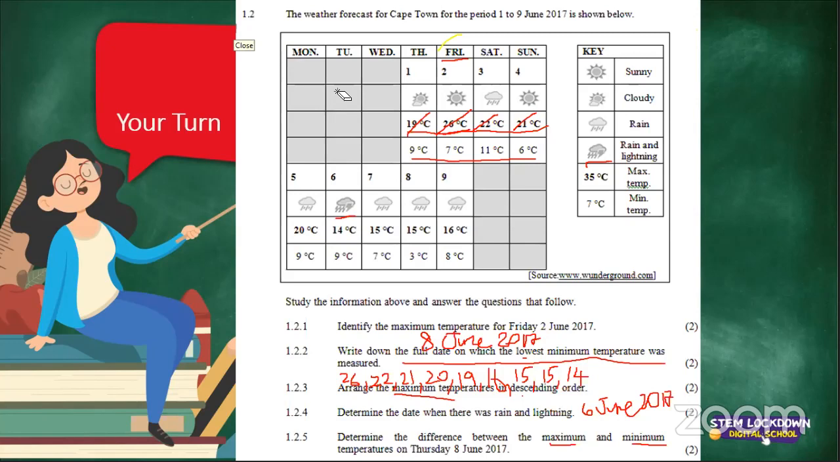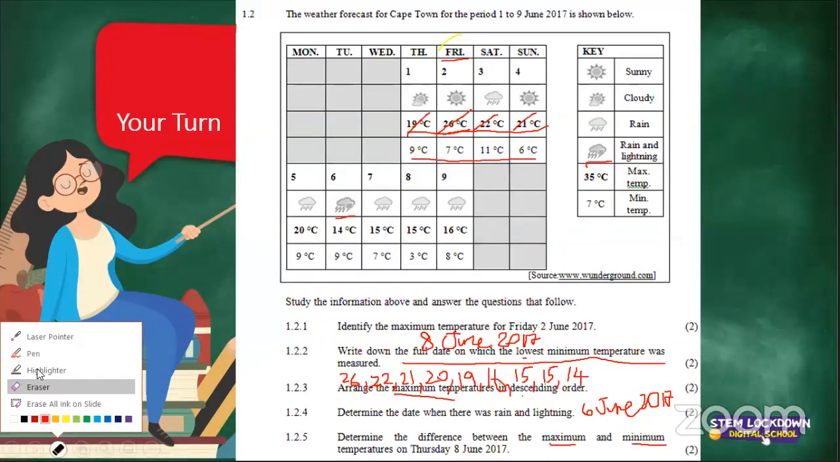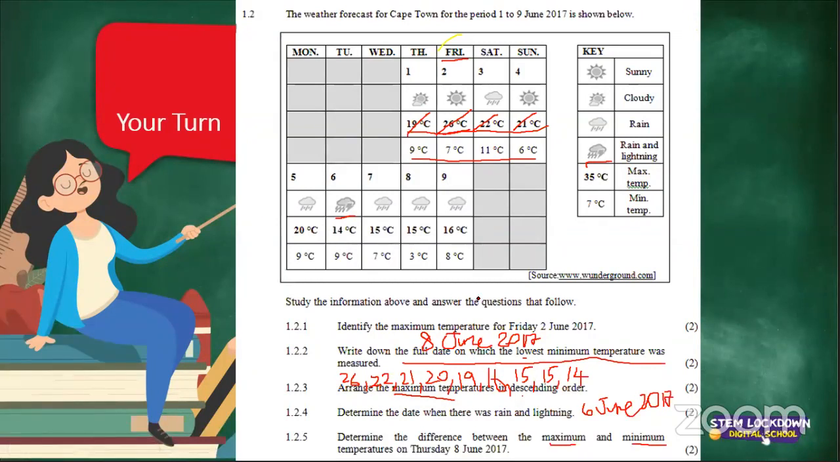Okay, I think Jared got 100% for this activity, but Tumela only got 2 incorrect answers. Now let's see. Here they're actually asking you for the range, because range is the difference between the maximum and the minimum.